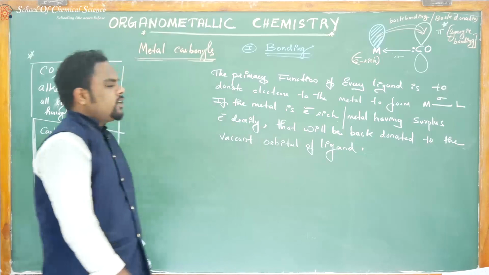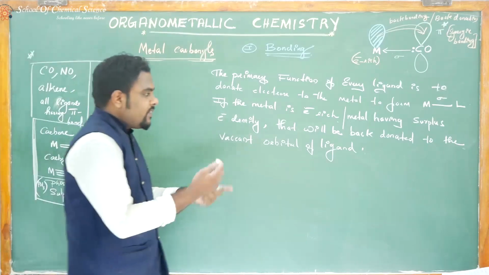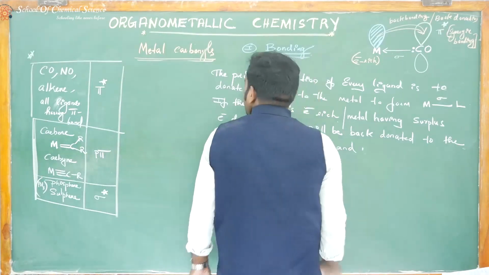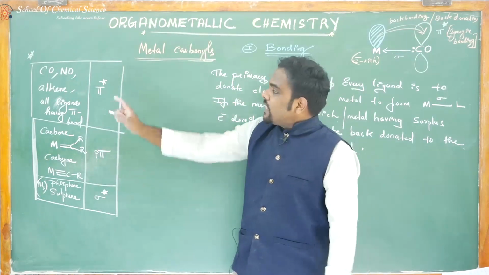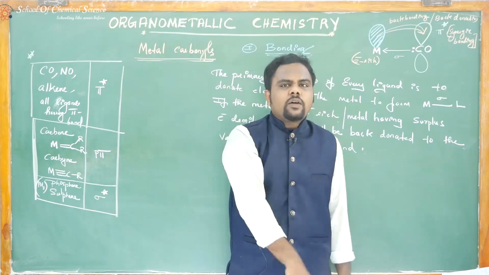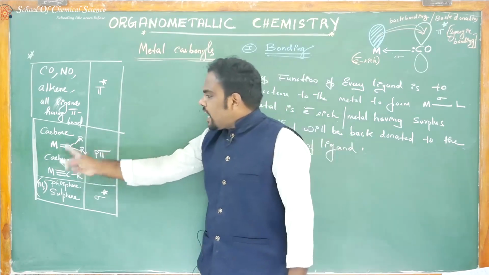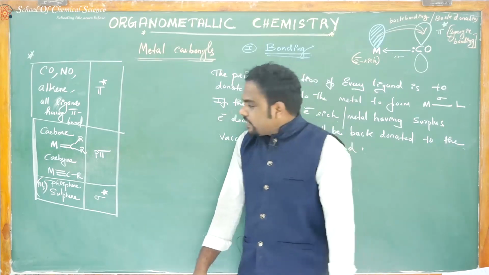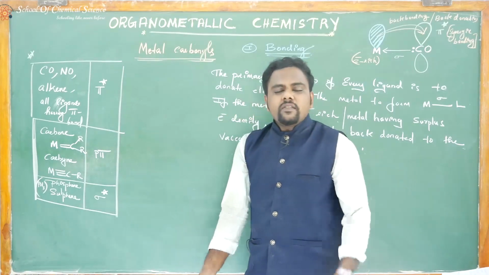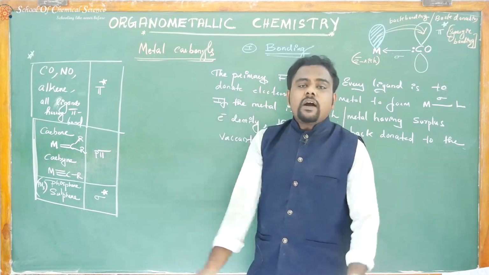What is the vacant orbital of the ligand? In the case of carbon monoxide, NO and alkene, that vacant orbital is a vacant pi star orbital. But in the case of carbene and carbyne, that vacant orbital is a p-pi orbital. But in the case of phosphines and sulfides, the vacant orbital is a low energy sigma star orbital.